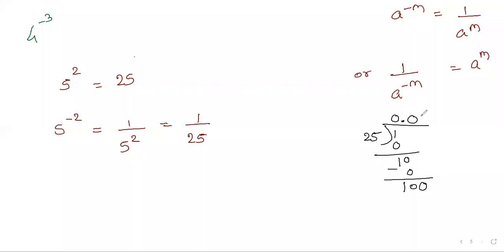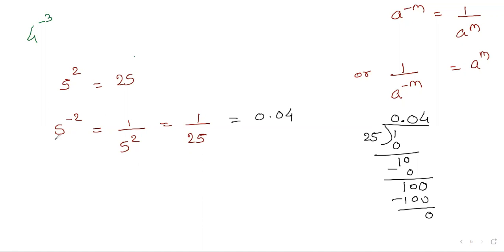And 25, how many are? 25 fours are 100, remainder is 0. Yes or no, children? Yes, sir. So 1 divided by 25, the answer is 0.04. Okay, remember 1 divided by 25.